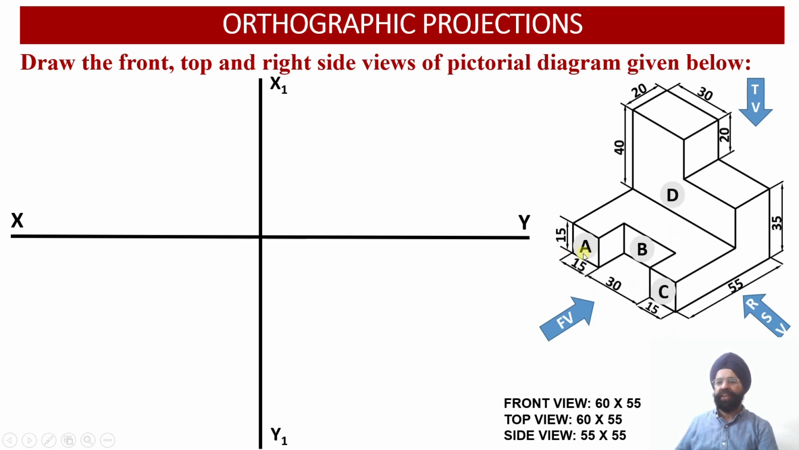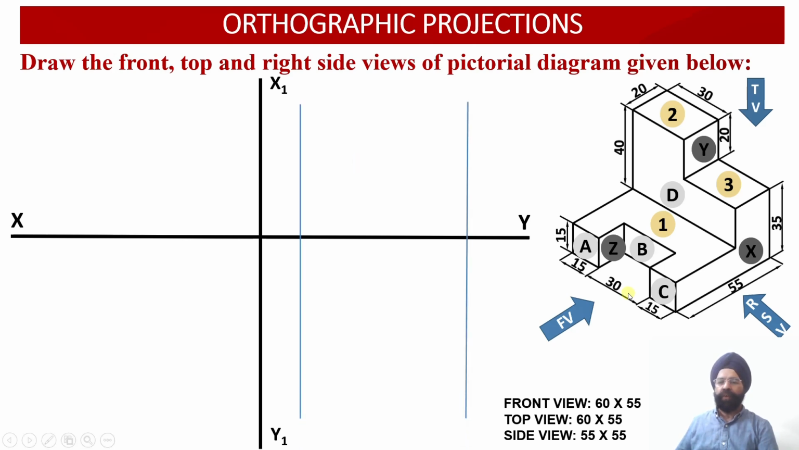Now these are the surfaces in the front view, top view and the side view. Now let us start with construction of the front view of this particular solid. Now we know that corresponding to the front view, we are looking from this side in order to obtain the front view of the solid.